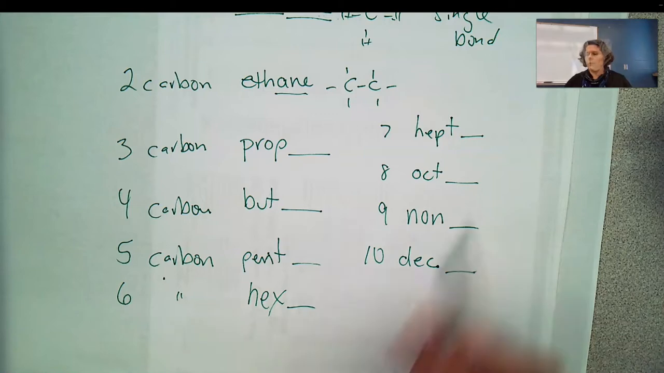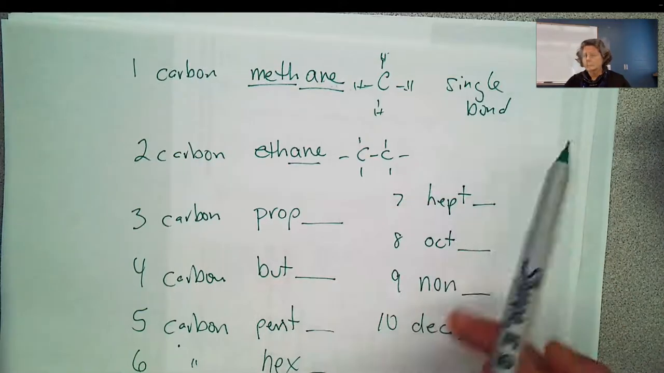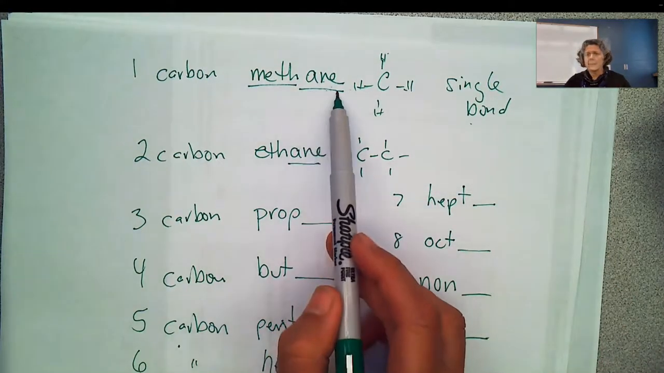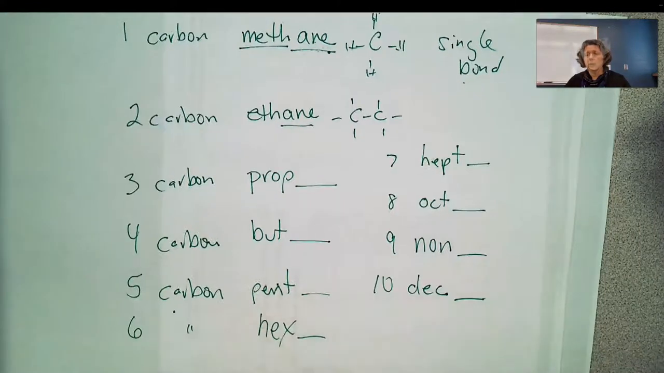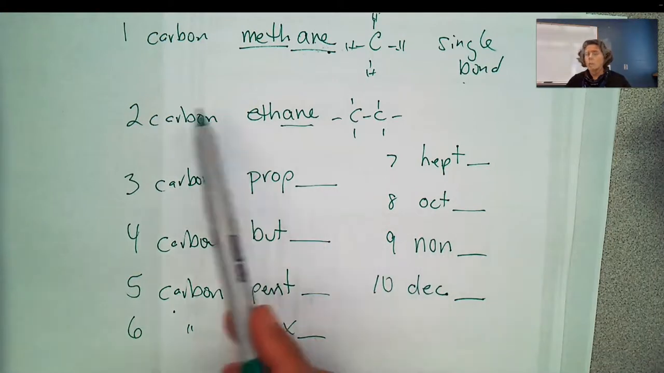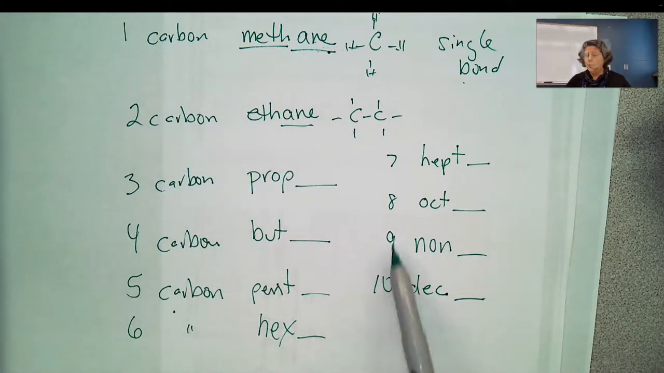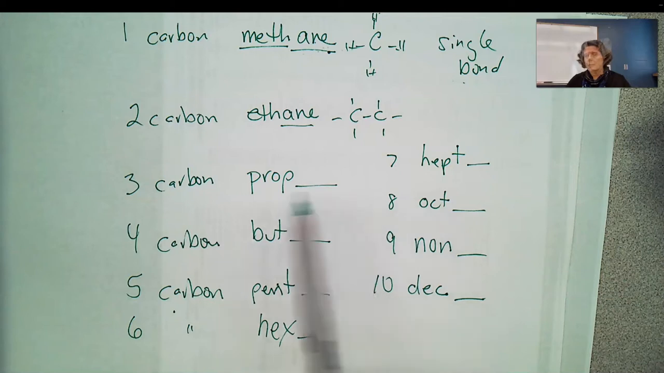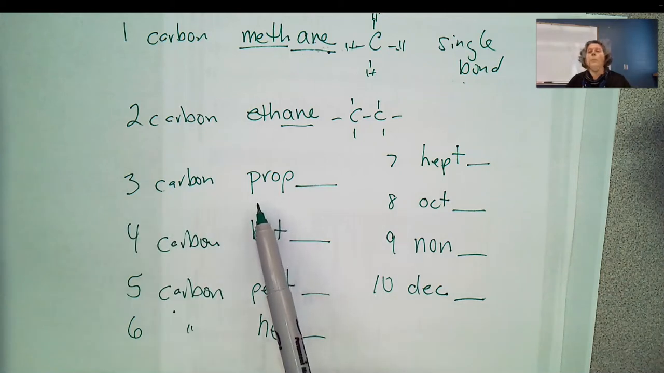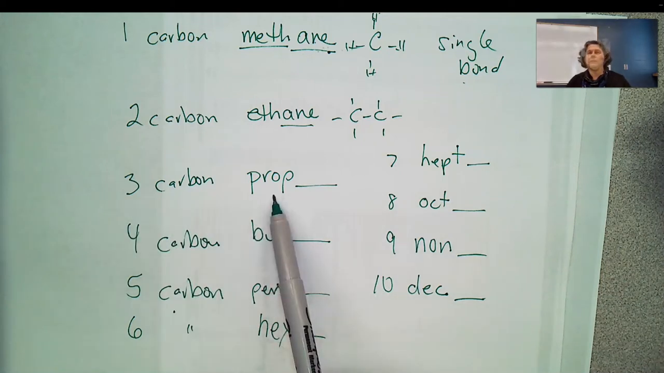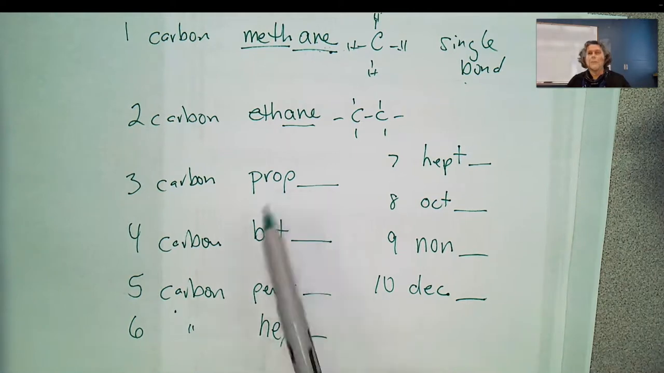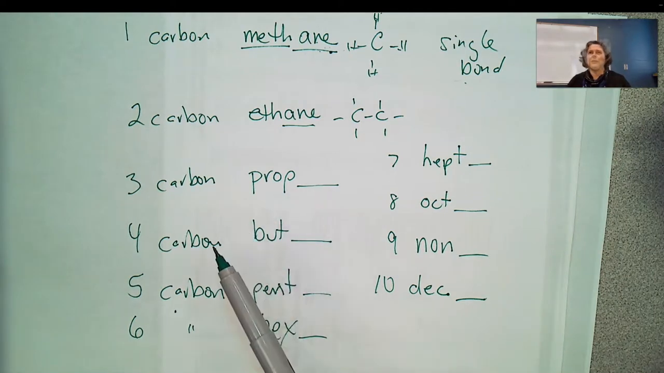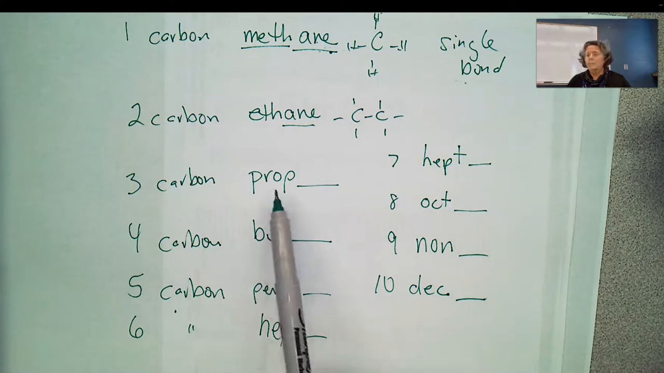Okay? So if something has a single bond, it ends with A-N-E, and then you count up how many carbons are in the longest chain, and we'll get to this in a second, but wherever the longest chain of carbon is in your molecule, it has these names. So you guys have probably heard of propane. What's propane used for? Where have you heard of propane? Cooking, yeah. This is what you cook with on the grill. If you go camping, you're using propane.